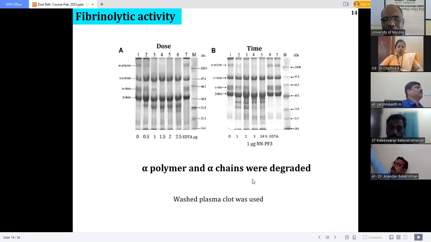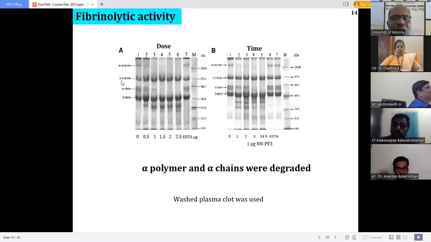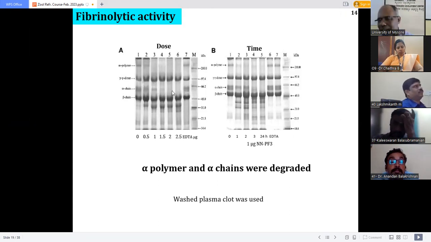In order to understand this, we did the fibrinolytic activity of our protease. This is the fibrin control. We have alpha polymer, gamma dimer, alpha chain, and beta chain. This is the control. With increasing concentration of our protease, you can see alpha polymer has vanished. Alpha polymer is cleaved and alpha chain is also cleaved. That means our protease is degrading the fibrin clot. This is a dose-dependent effect, and this is the time-dependent effect.